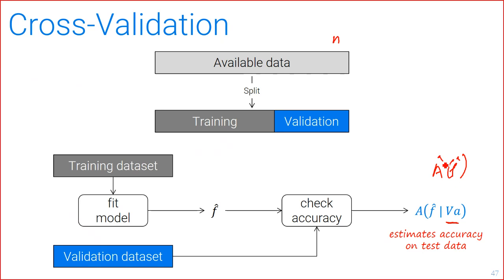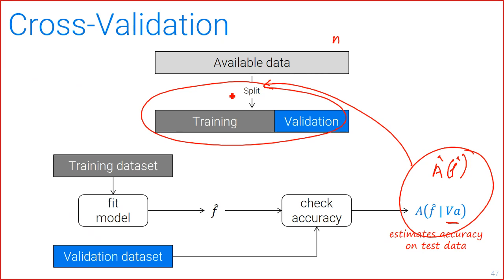But again, this is only one partition. We know there's going to be some degree of random error in here because we are randomly splitting the data in two. So the point is we should look for a way to reduce variability in here, to reduce the effect of the random partitioning.